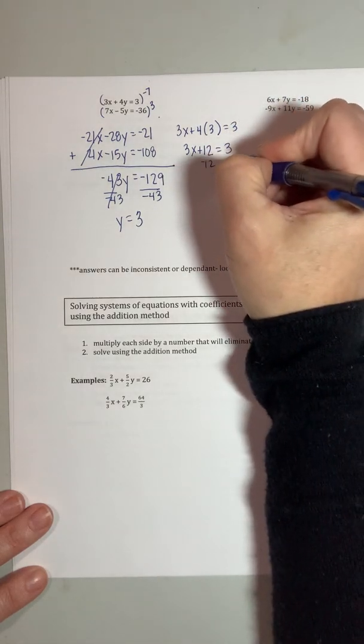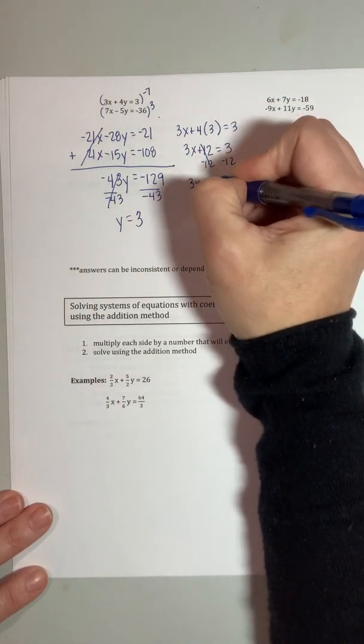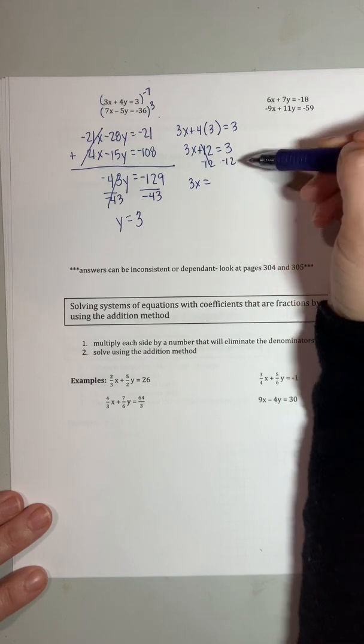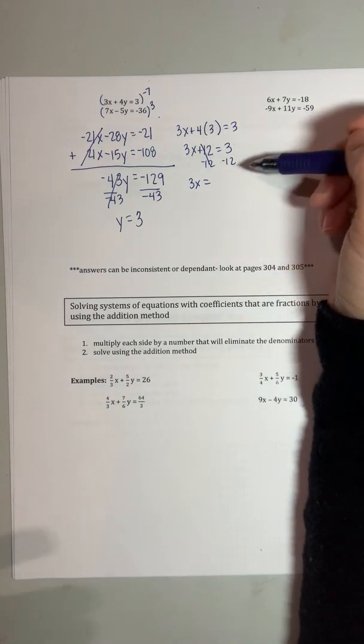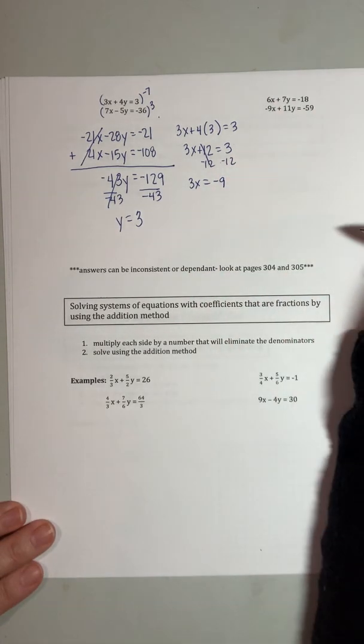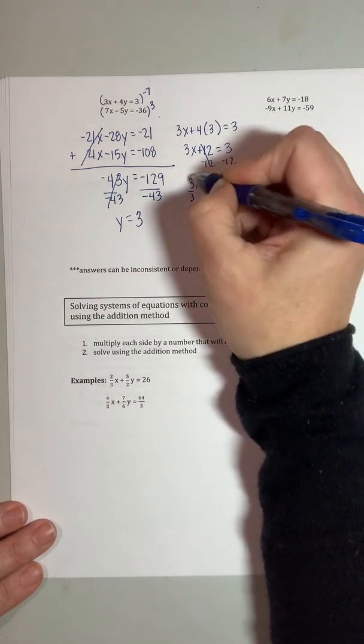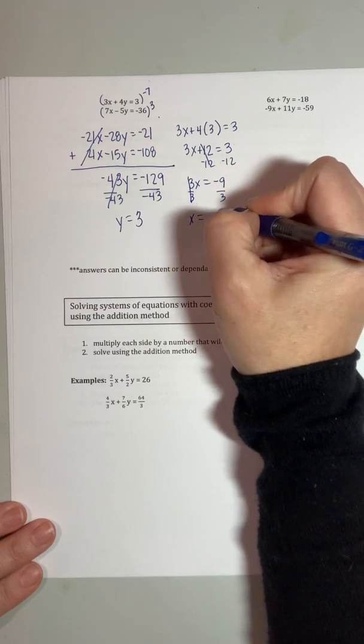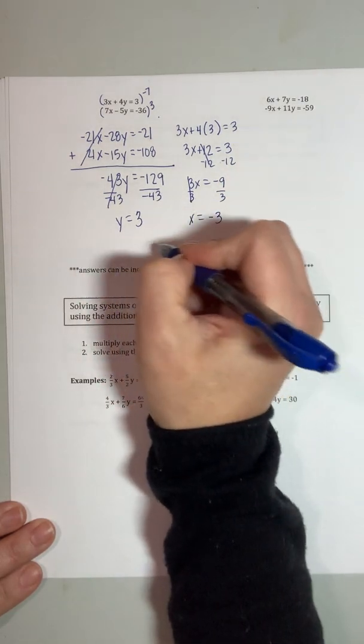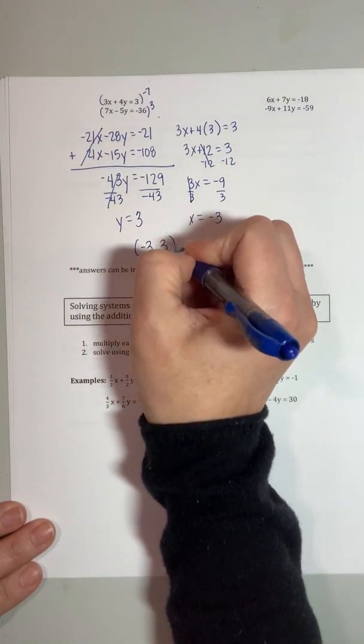Subtract 12, subtract 12. I have 3x equals 3 minus 12, or 3 plus negative 12. It's one of each, so we're going to subtract, we get negative 9. Divide both sides by 3. X equals negative 3. So my final is negative 3, comma 3.